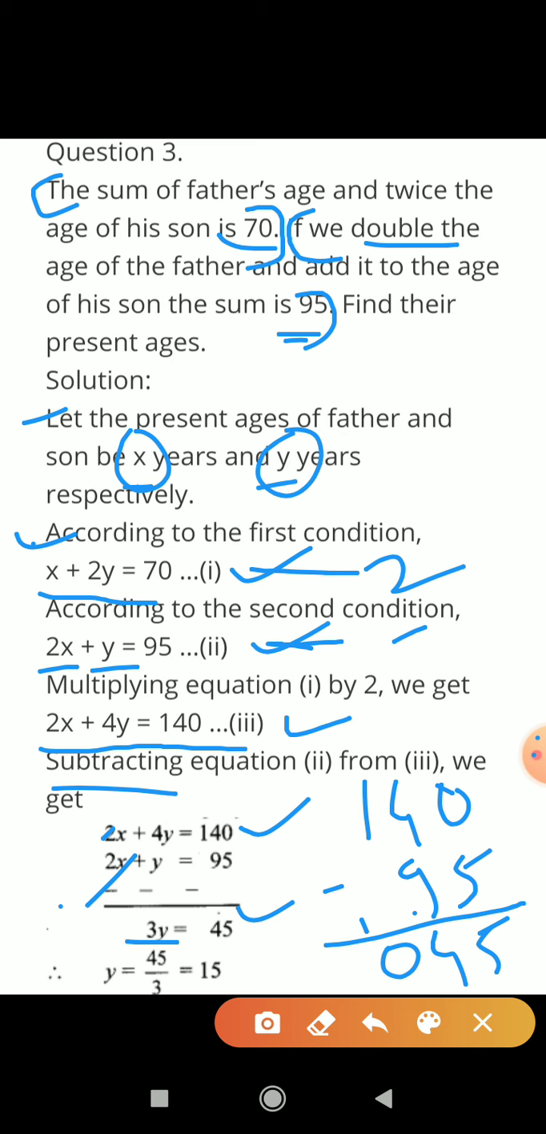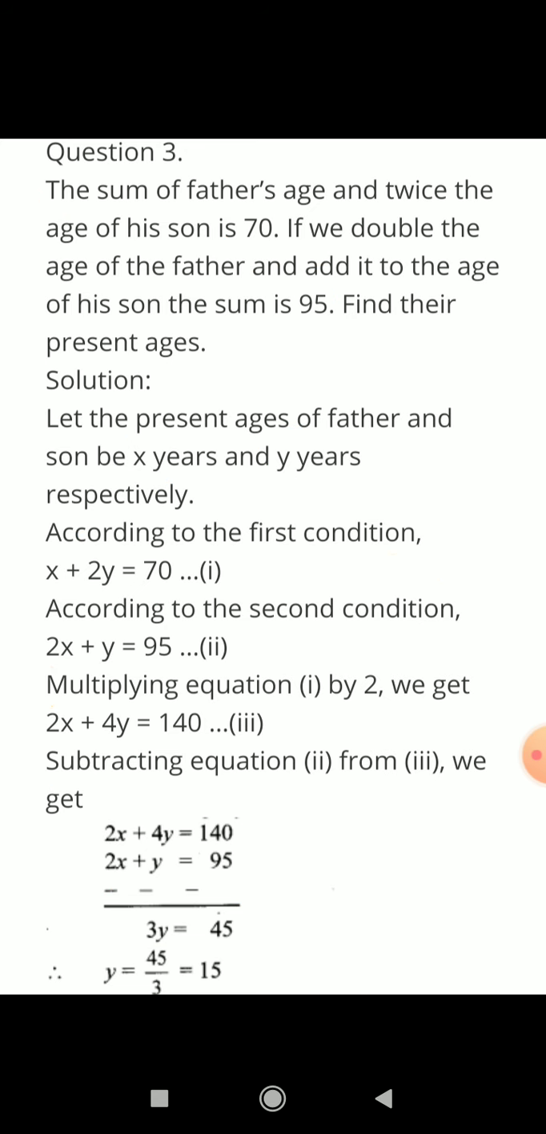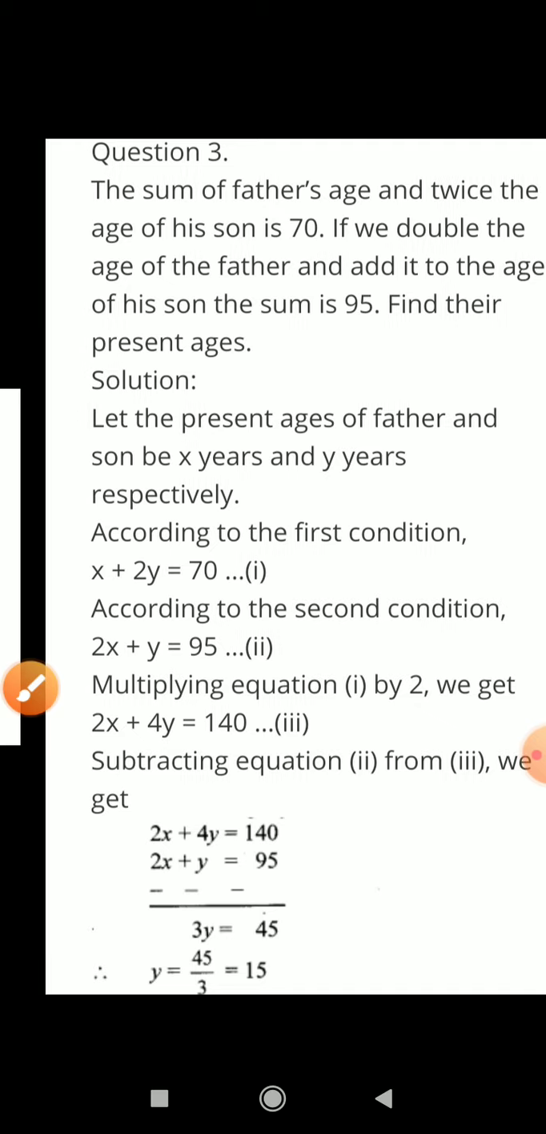Then this 3 becomes divided to 45, so 45 divided by 3, and the answer becomes 15. So y is equal to 15. Thus we get the value of y is equal to 15. Now substitute this value of y in one of the equations, and we get the value of x.